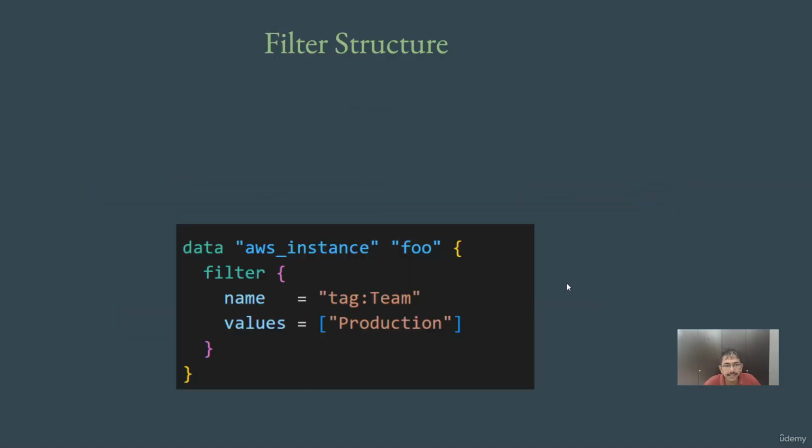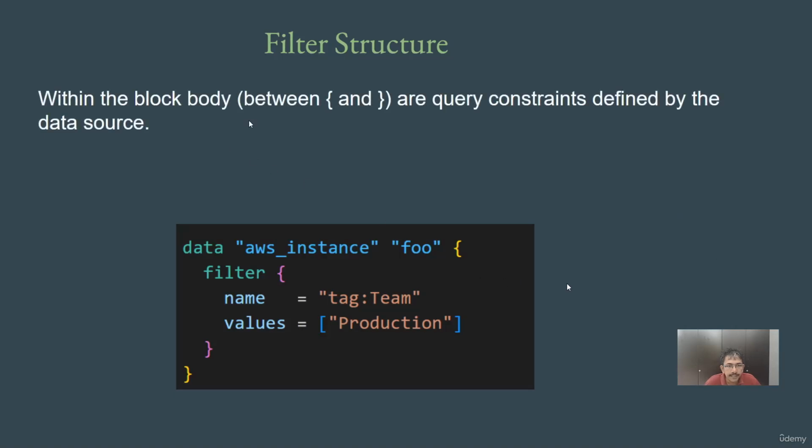So this is what we are discussing in the next slide, where within the data source block body, you have curly braces here. Between these curly braces, you can also add filters, which are query constraints to filter out very specific resources within your environment. For example, here you have a data of aws_instance. Now, a region can have hundreds of servers running. For which specific server are you trying to find the information? This is where you can add the filter, where here you're saying that I am only looking for the servers which have a tag of team and the value of production.